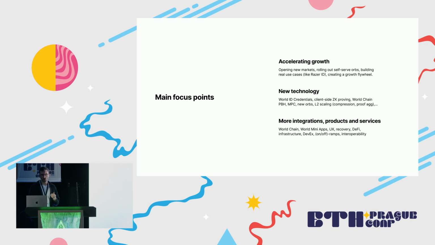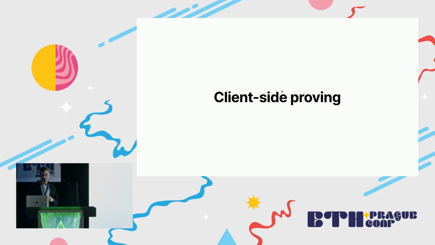Some of the things that we're currently working on is accelerating growth. We're doing partnerships with companies like Match Group, which owns Tinder and Hinge and some other dating apps. We also did partnerships with Razer, and we're expanding those real-world use cases for real applications that you and I use every day. Working on new technologies such as credentials, the thing that I'm going to be talking about for this talk, which is client-side ZK proving, and lots of other integrations, developer experience, etc.